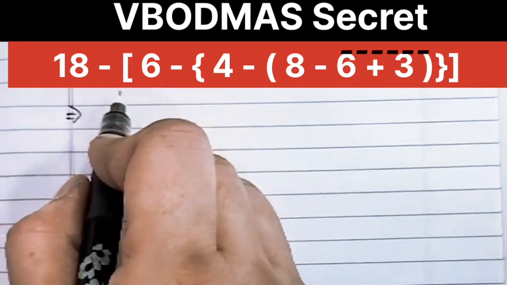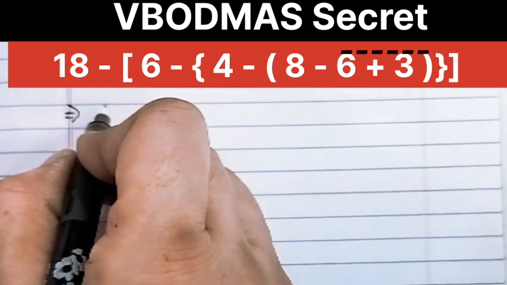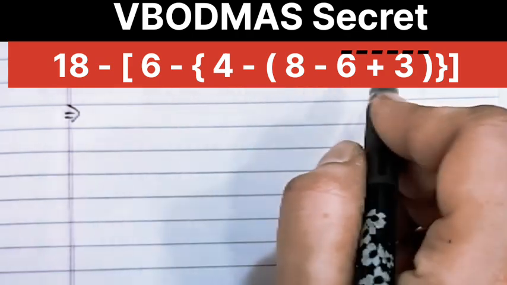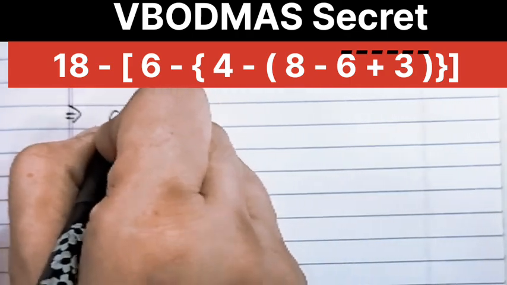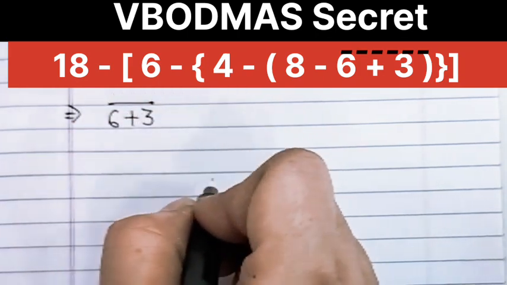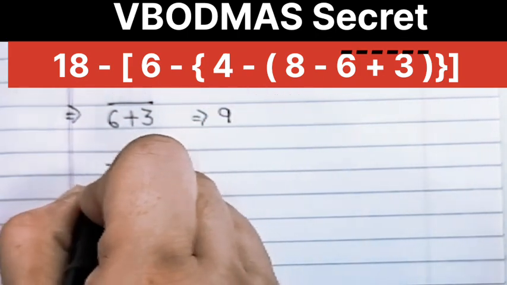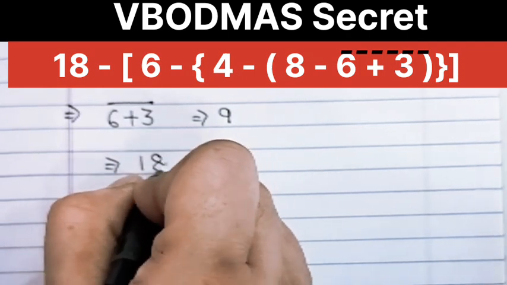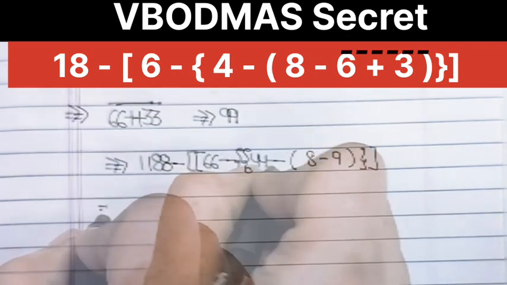Now here we'll break down this expression with a step-by-step solution. Step 1 says solve the vinculum part. Vinculum part, as you can see, is the bar over the numbers, which is 6 plus 3, and there is a bar. So first solve this. 6 plus 3 equals simply 9. Now the expression becomes 18 minus square bracket 6 minus curly braces 4 minus 2.